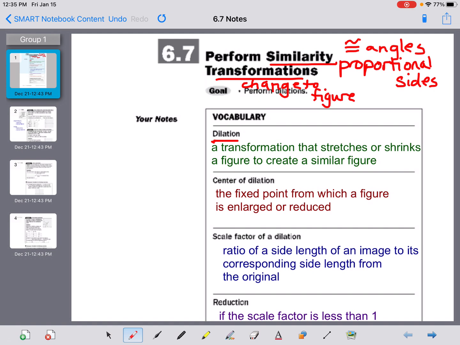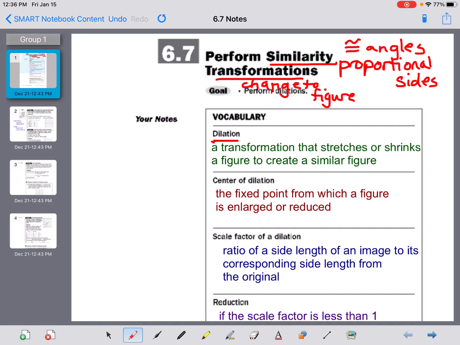Some of you might remember the word dilate, maybe if you've ever gone to the eye doctor and they say, well, we want to look closer in your eyes, and they dilate your pupil, and that makes your pupil bigger so that the doctor can see into it better. So dilate changed the size of the pupil of your eye.